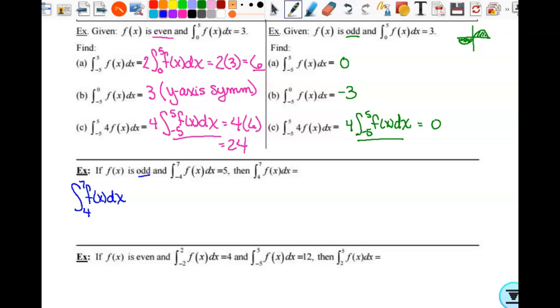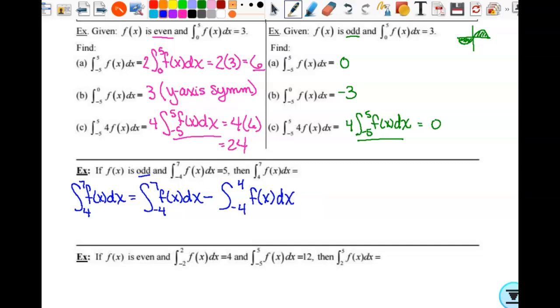Does that make sense to you? Because we're going from 4 to 7 is all I want. It starts at negative 4. So I can say this is equal to the integral from negative 4 to 7 f of x dx, right? And then I want to subtract from it part of it. I only want to go from 4 to 7, so I have to get rid of the part that goes from negative 4 to 4 f of x dx.